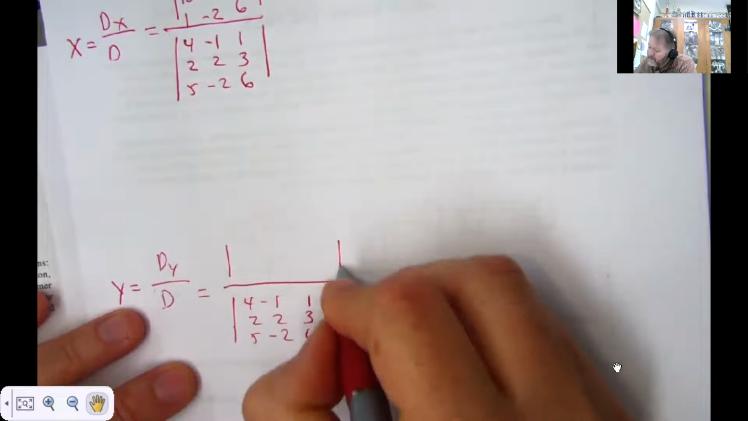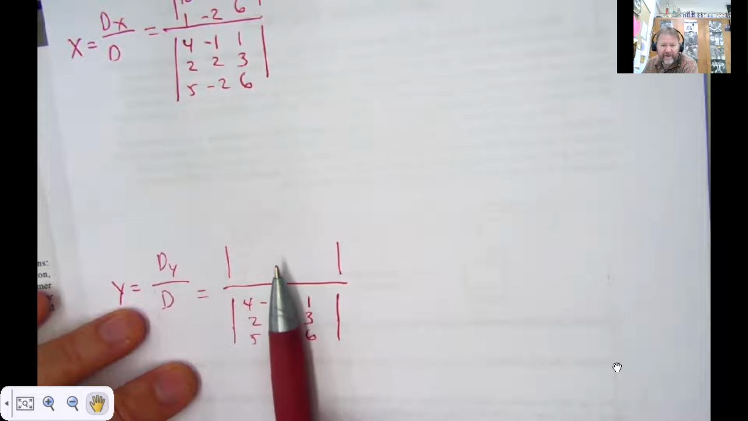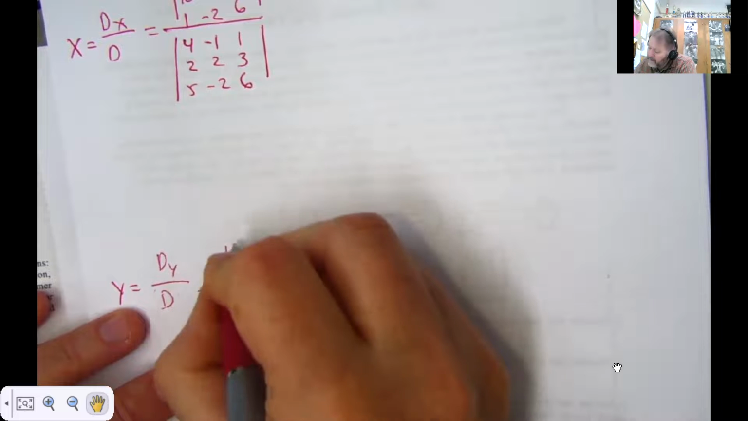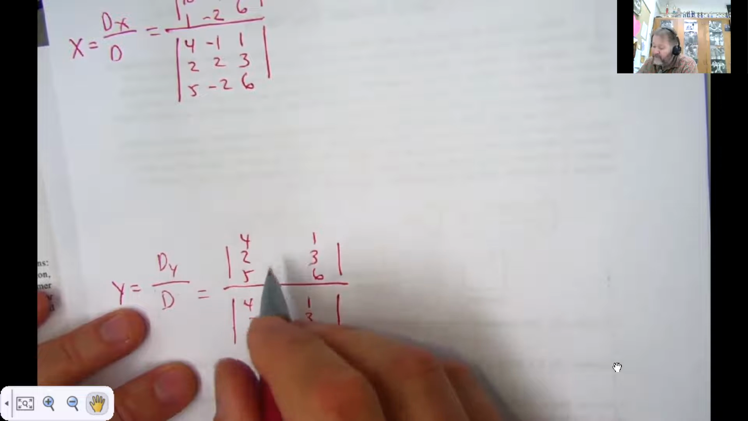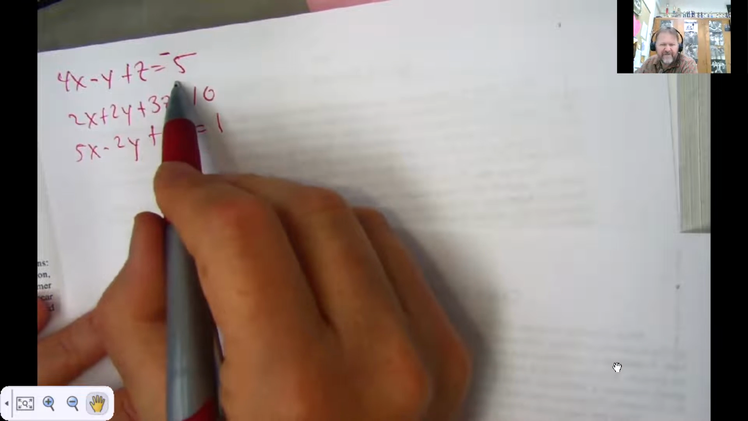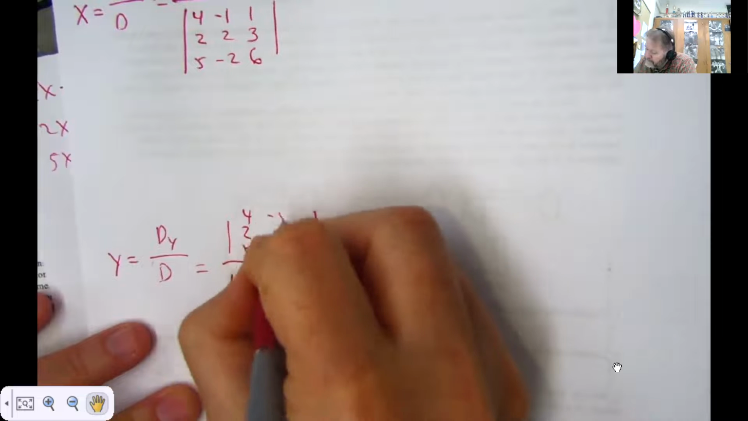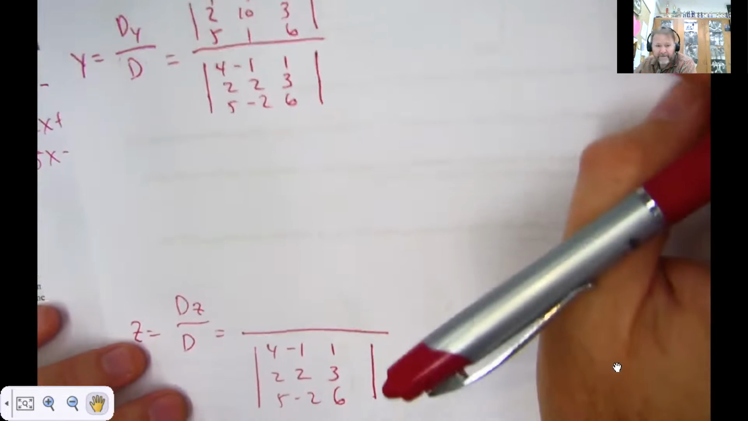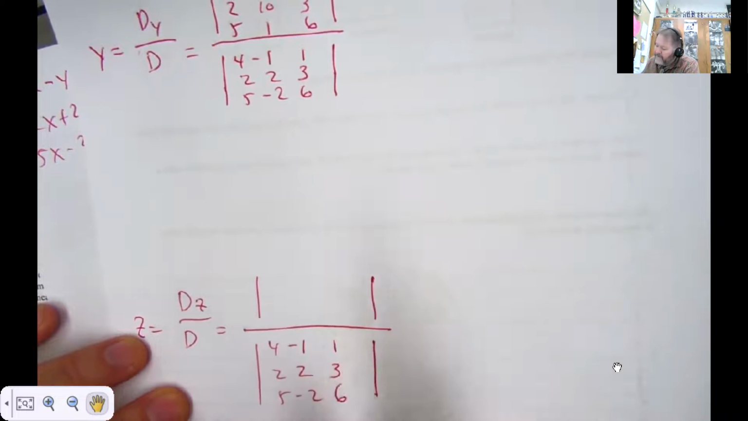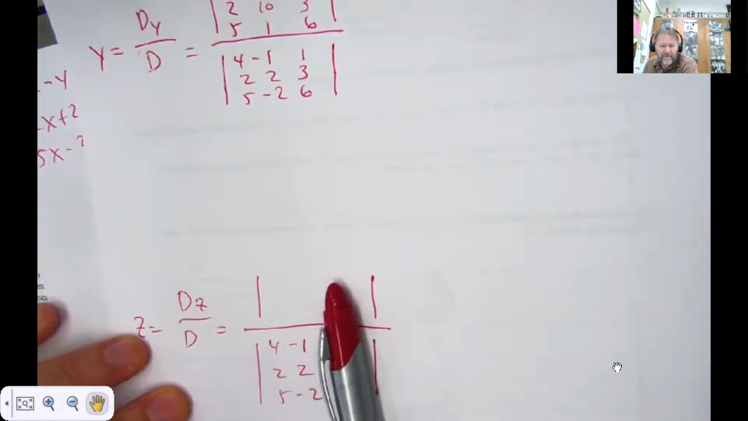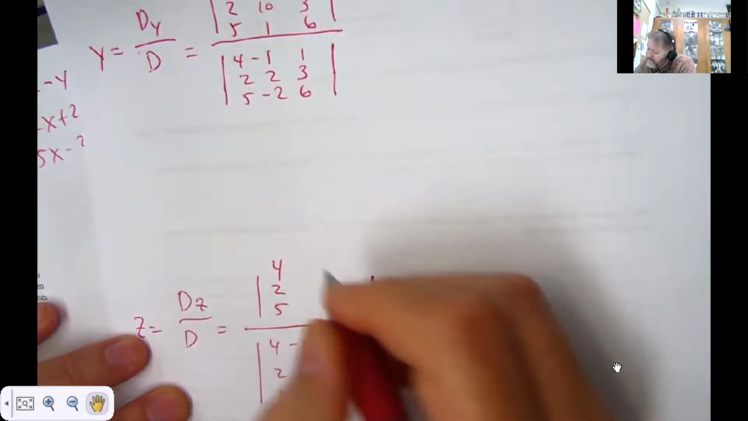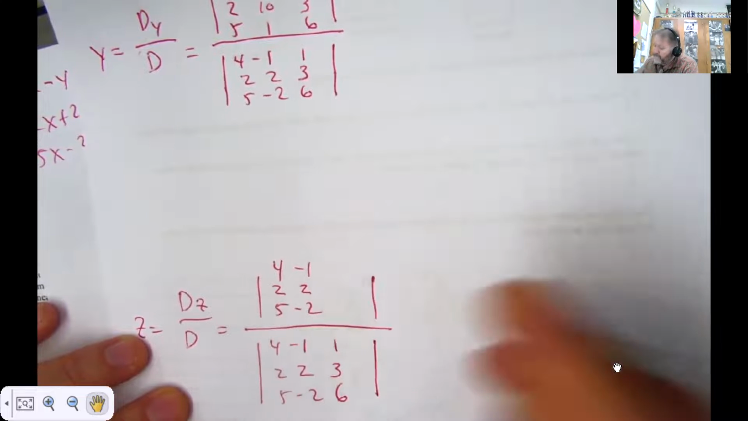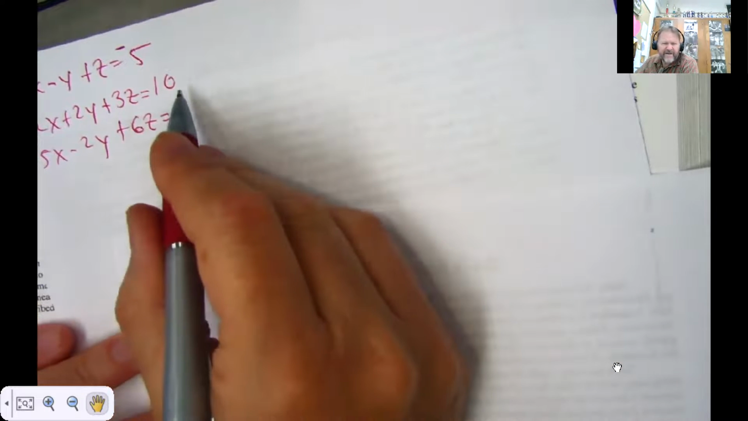So for this one, the numerator, I'm going to use my pen if that's okay. I'm going to cover up the y column this time and bring up the x and the z columns. It's going to be 4, 2, 5, 1, 3, 6. And what we do in this blank column is we put what it's equal to, which is negative 5, 10, 1. All righty, and then for z, this time we're going to cover up the z column and keep the x and the y column. So this is going to be 4, 2, 5, negative 1, 2, negative 2. And what it's equal to is negative 5, 10, 1.